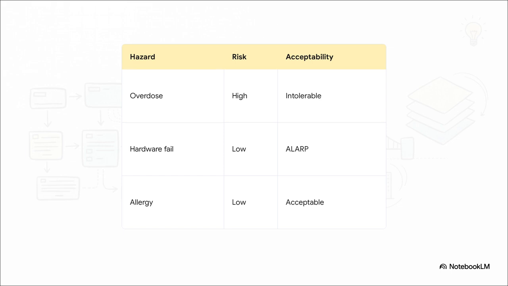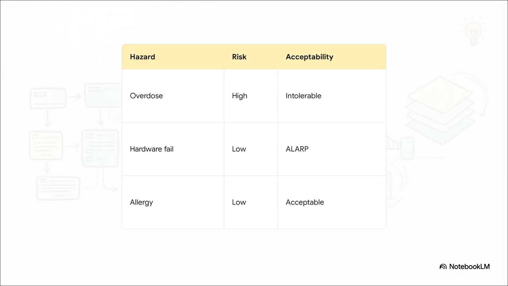This table brilliantly illustrates how we manage risks in software engineering. Take an overdose computation. That has a high estimated risk and is classified as intolerable. This means the software architecture must guarantee this practically never happens, maybe by adding a hard-coded maximum dose limit that the system can't override. Then we have hardware failure, which is classified as ALARP. That stands for as low as reasonably practical.